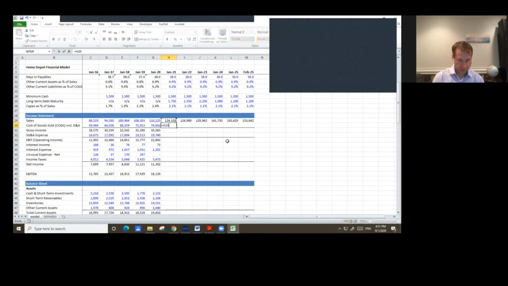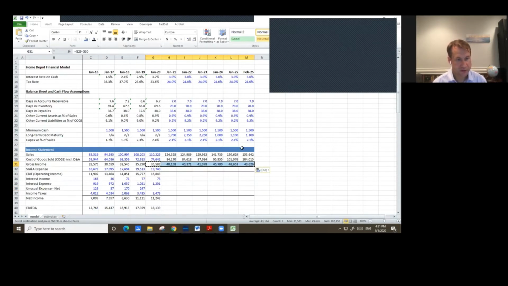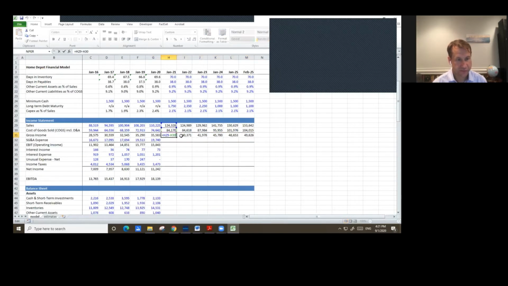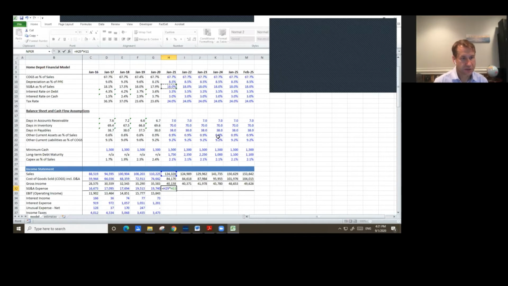Cost of goods sold would be sales times the percent. Cost of goods sold is percent of sales. And nice thing, we've got this formula set up for subtotal. So for gross income, I just drag the formula from historicals. That's fairly straightforward. SG&A expense would be sales times SG&A as percent of sales. EBIT, I've got the formula, I can drag it.